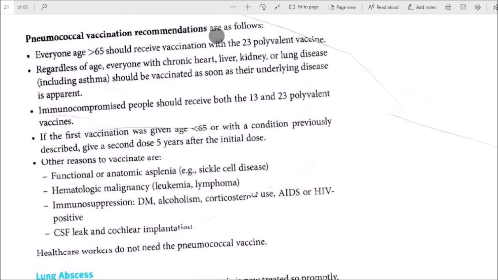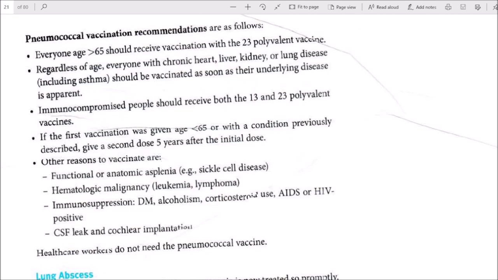Pneumococcal vaccination recommendations are as follows. Everyone aged greater than 65 should receive vaccination with the 23-valent polysaccharide vaccine. Regardless of age, everyone with chronic heart, liver, kidney, or lung disease, including asthma, should be vaccinated as soon as their underlying disease is apparent. Immunocompromised people should receive both the 13-valent and 23-valent vaccines. If the first vaccination was given at age less than 65 or with a condition previously described, give a second dose 5 years after the initial dose.